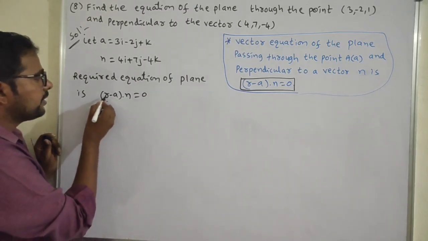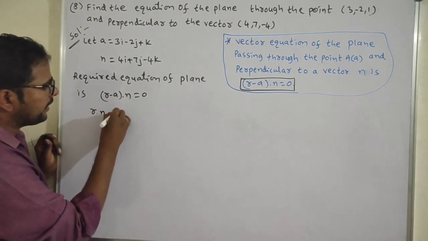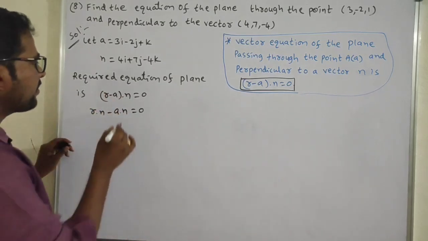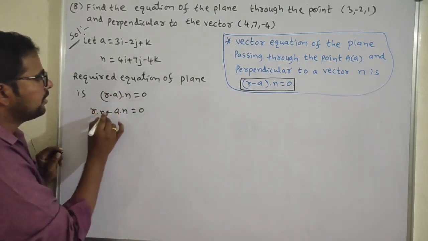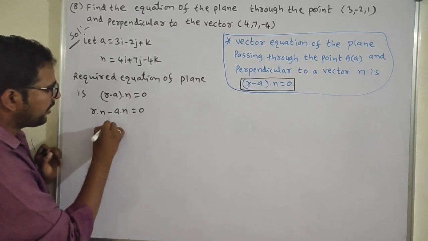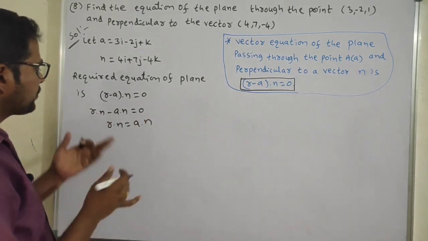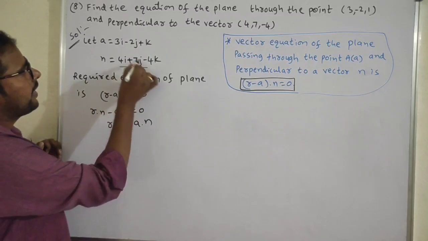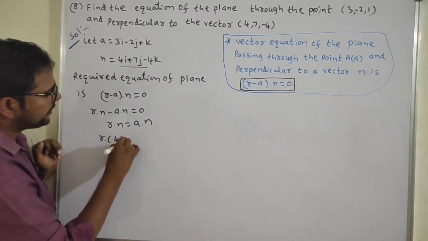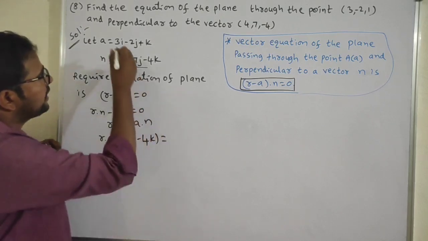So take the dot product. r dot n minus a dot n is equal to 0. That means we are multiplying with n, here the dot product: r dot n minus a dot n is equal to 0. So send a dot n to the right side. r dot n is equal to a dot n. Now substitute the values of n and a. So r dot, what is the n value? 4i plus 7j minus 4k is equal to, what is the a value?